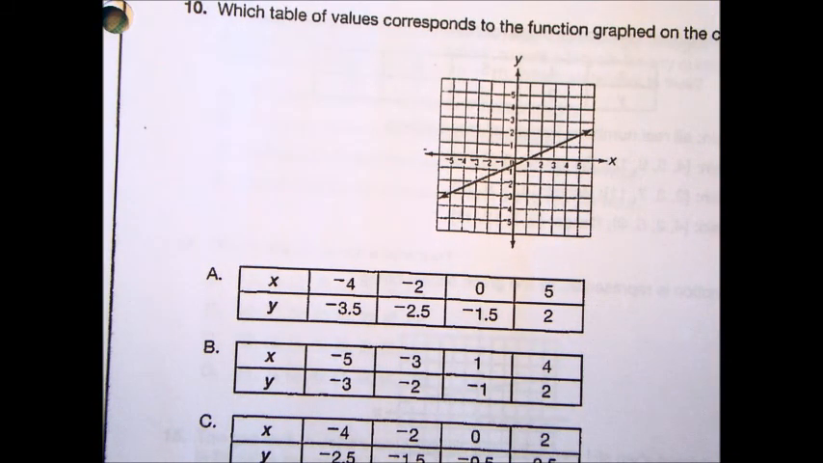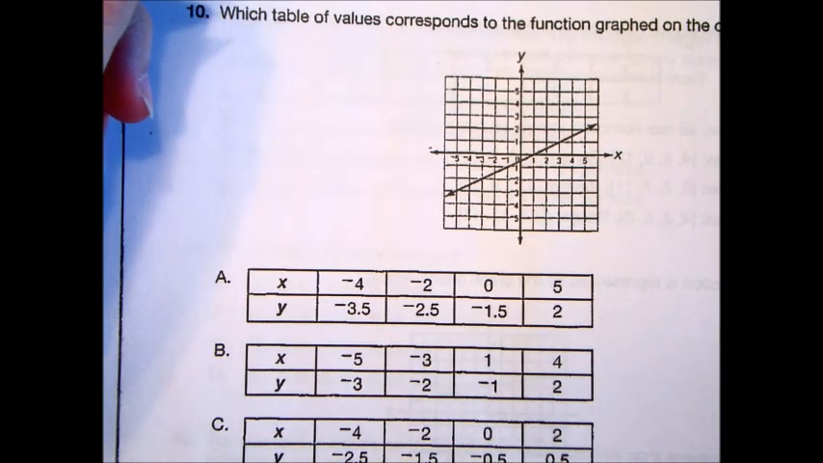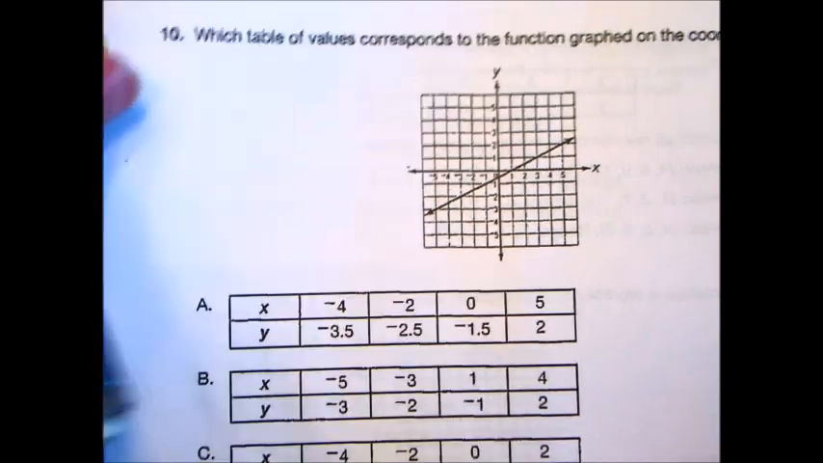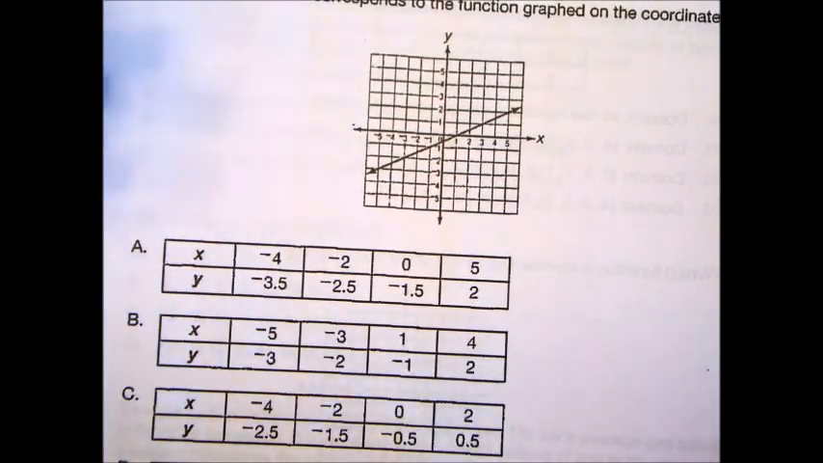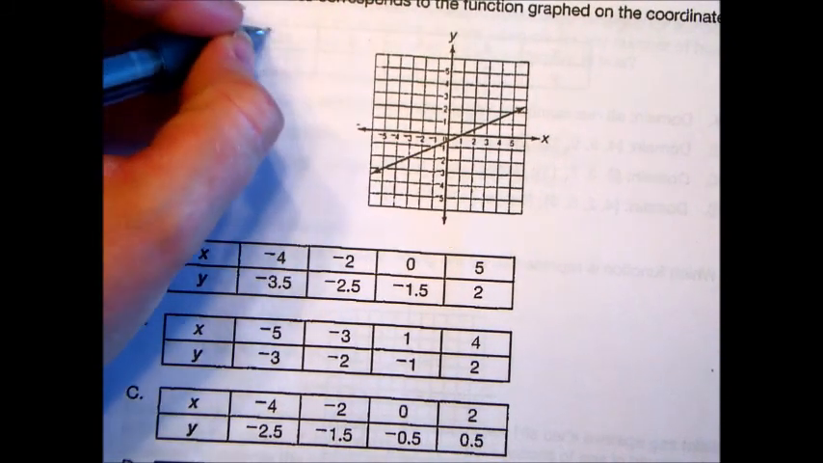What table of values corresponds to the function graphed on the coordinate grid? Alright, so you know what I'm going to do? This might be kind of annoying for you, but I don't really care because it will get you the right answer, okay? So let's pick out 2 points up here on the graph.